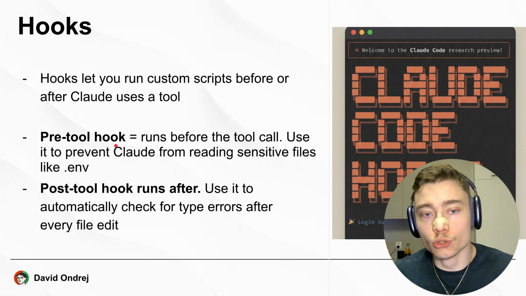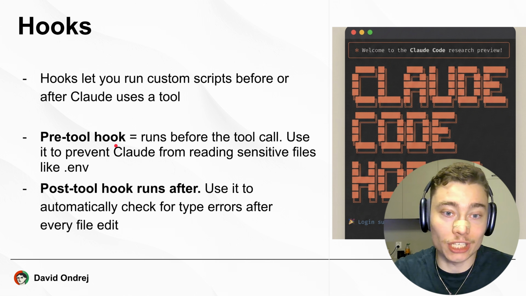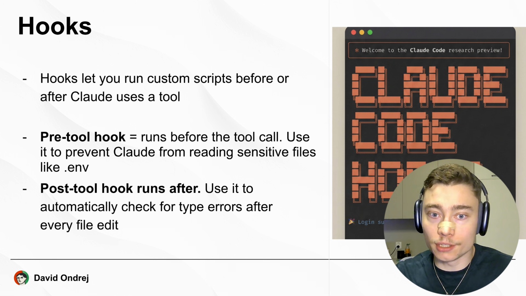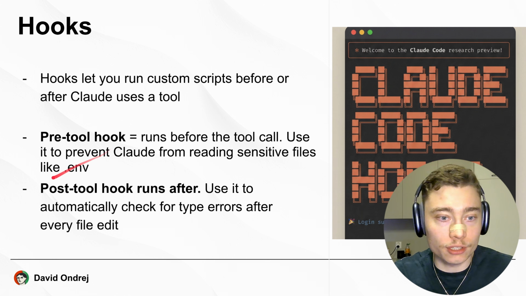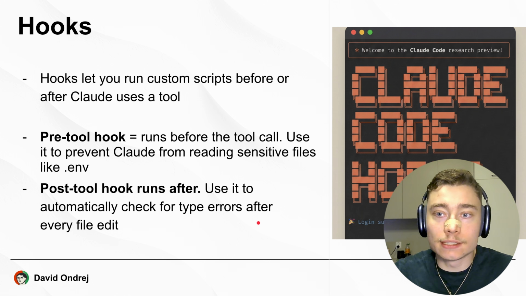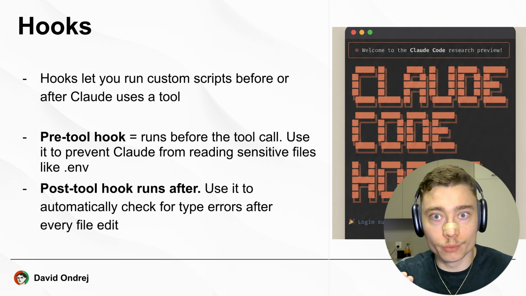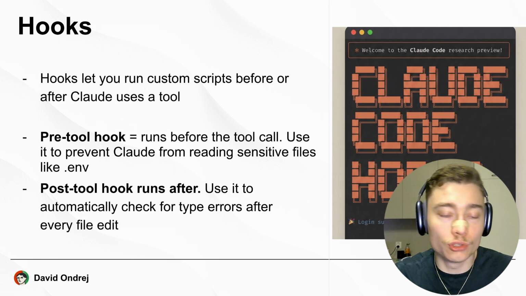Now, a post-tool hook works the same way, but it runs after the tool, right? So maybe it makes a sound, maybe it can check for type errors. Anything that makes sense after Claude Code would use a specific tool. You can have a hook, which could be a short Python script, to either notify you, to review those changes, or anything else that you want.